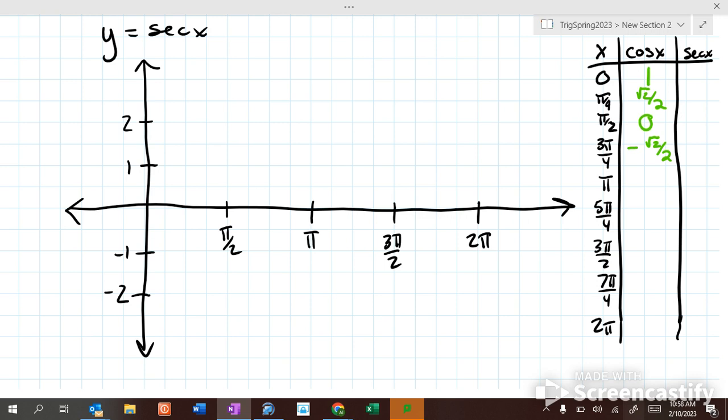What's cosine at pi? Negative 1. How about 5 pi over 4? Negative square root of 2 over 2. 3 pi over 2. 0. 7 pi over 4. Square root of 2 over 2. And 2 pi. 1.